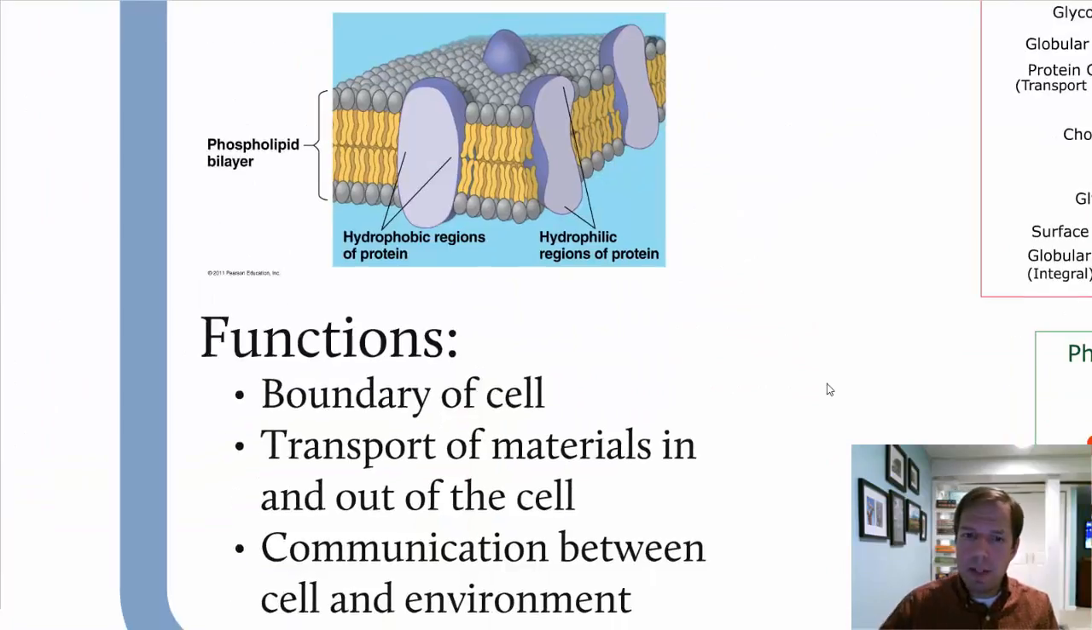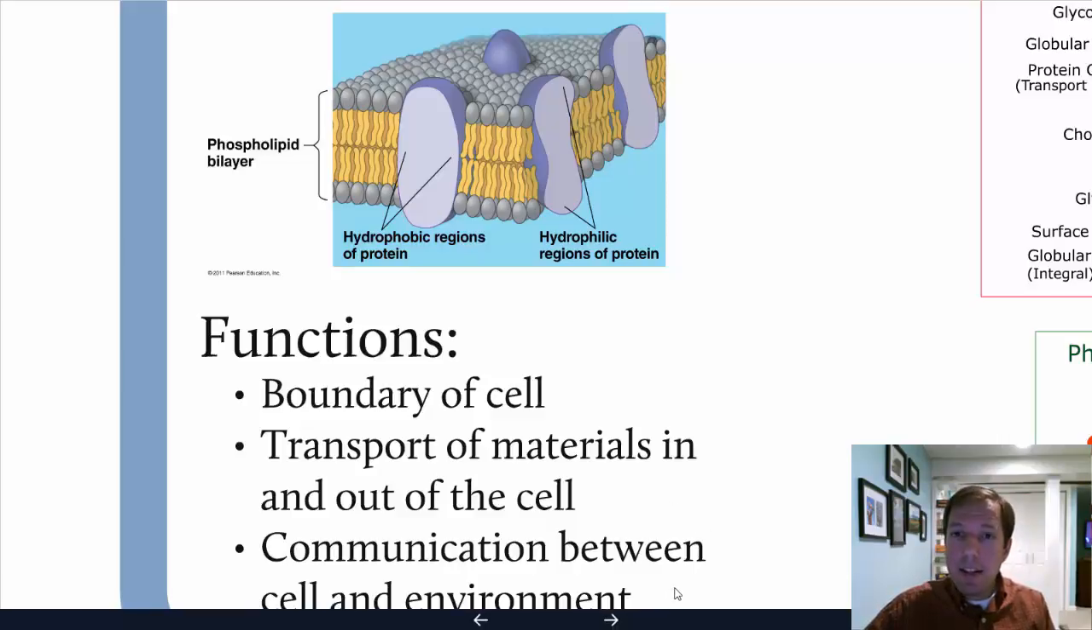The function of the plasma membrane is to act as that boundary separating the cell from its surrounding environment. It's going to be selective in allowing certain materials to get into and out of the cell, and it's going to have structures that allow for communication between the cell and its neighbors or the environment.